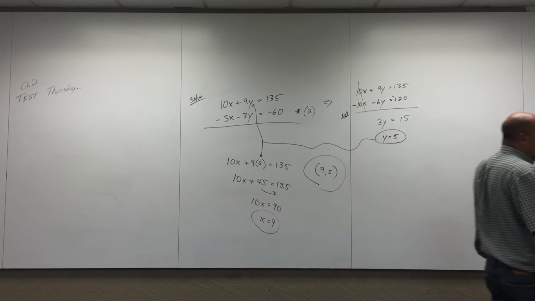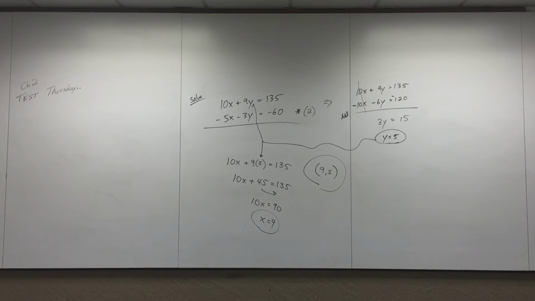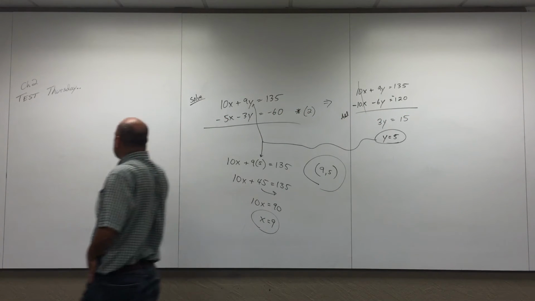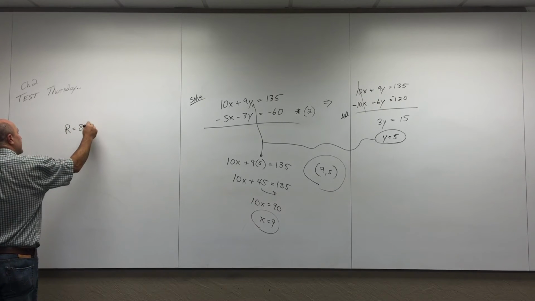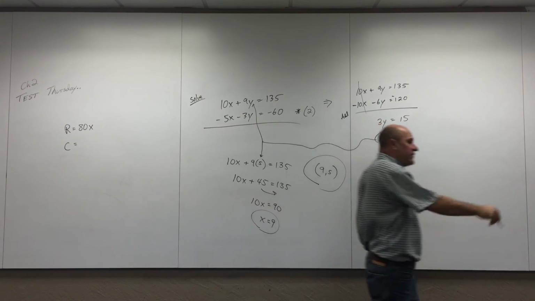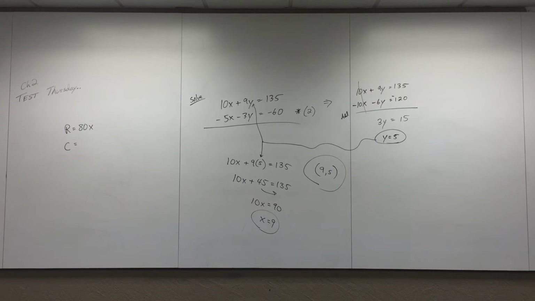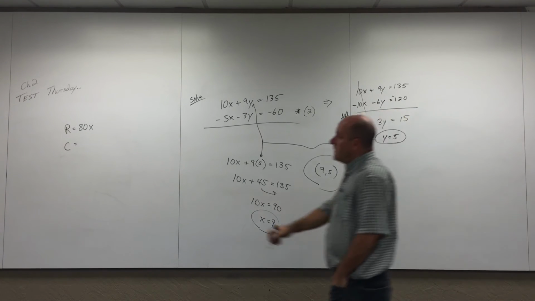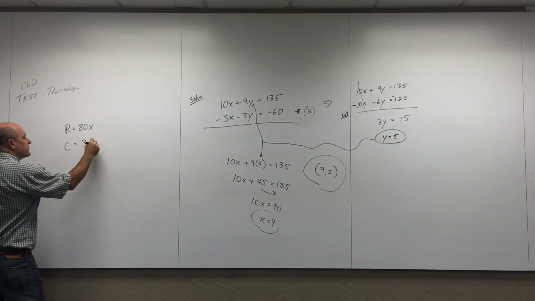Here's a little word problem. On last week's quiz, I made it tougher than this. On this online quiz, it's kind of easy. It says to find the number of units for break even, you set R equal to C. In other words, revenue should equal cost. They give me a revenue function, R equals 80x, and my cost is C equals 30x plus 163,000.